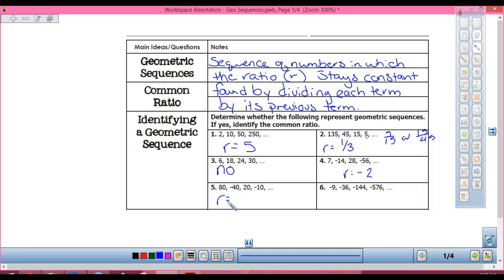They're doing what? They're dividing by negative 2, which means that my ratio is negative 1/2. Yep, I'm multiplying by negative 1/2. How about number 6? Multiplying by what? 4, yeah. Okay, so the only one that wasn't a geometric sequence was number 3. Not too bad, right?